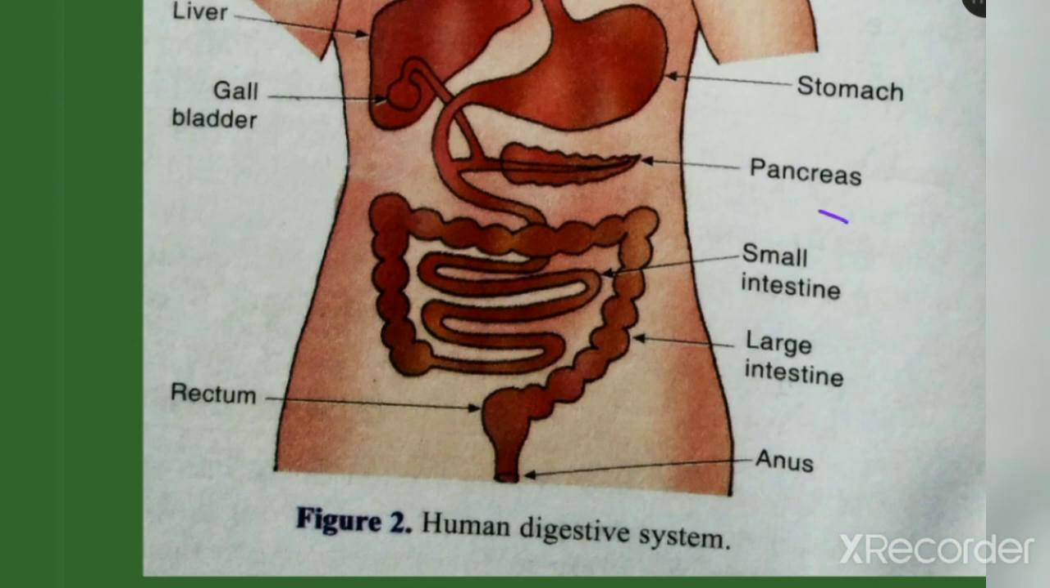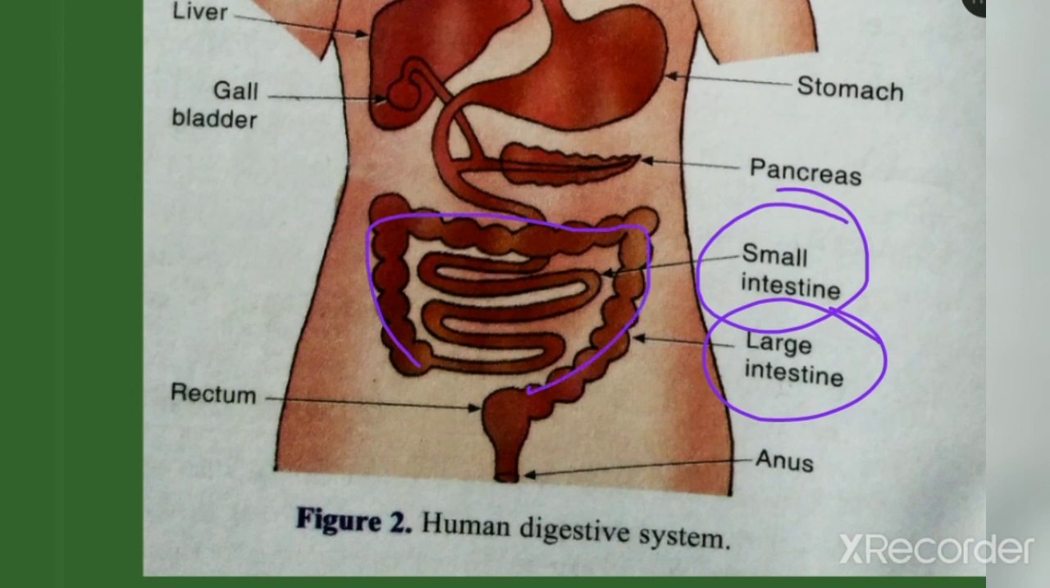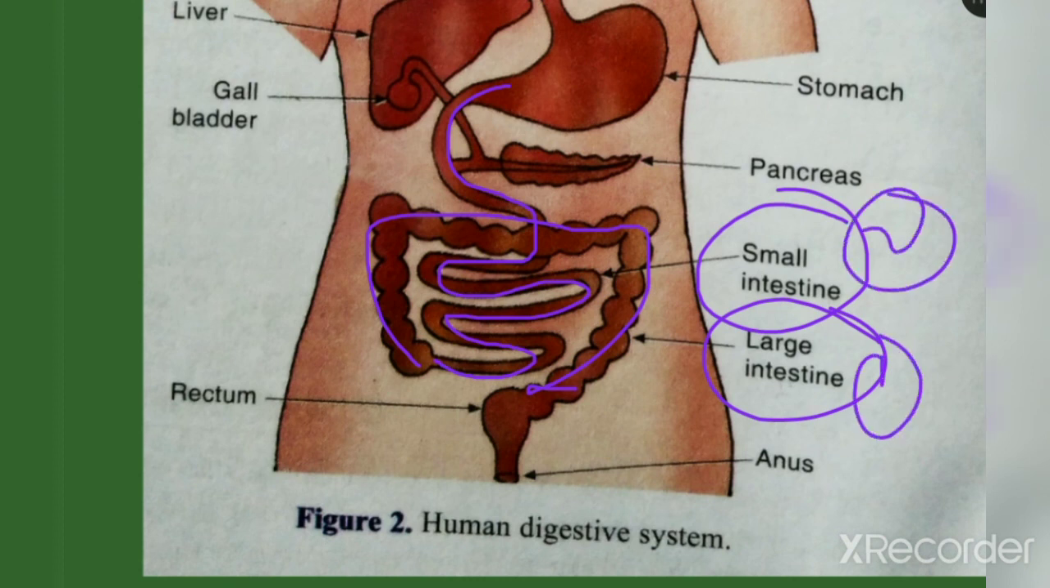So small intestine and large intestine. This whole part is known as the large intestine, and this whole part is known as the small intestine. This is the large intestine and this is the small intestine.